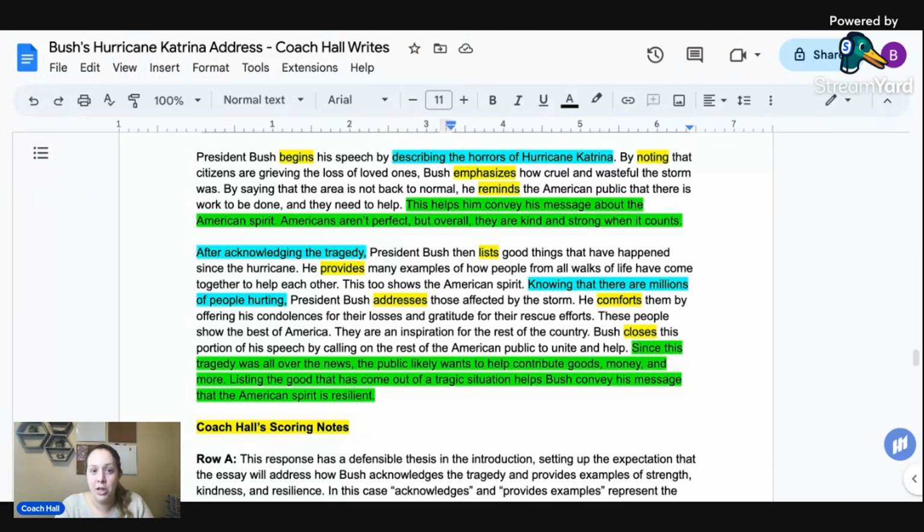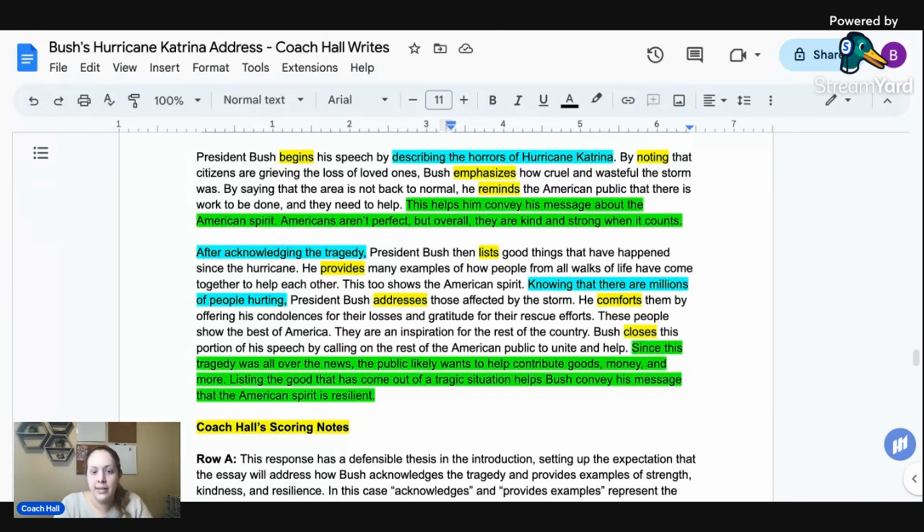So we have what the message is. It's something to do with the American spirit. More specifically, it's that Americans aren't perfect, but overall they are kind and strong when it counts. Okay, this is true, but I feel like the paragraph ends too abruptly. So we want to ask ourselves a couple questions. Number one, why is this message helpful in this situation? So we know it's the aftermath of a massive hurricane. So, why is this particular message important to those that were devastated by the hurricane and the general American public who was not directly affected? Why is this message appropriate in this moment? And why is President Bush the best person to be delivering this message?